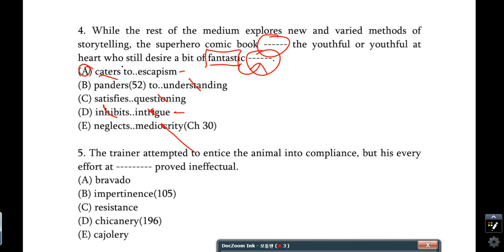Number 5, the trainer attempted to entice or lure the animal into compliance, but his every effort at enticing proved ineffectual. And the definition of entice would be cajole or tempt. Chicanery is trickery. Now, he's not trying to trick the animal. He's trying to tempt the animal, and that's cajole. Resistance doesn't work in that case. Impertinence is being rudely bold, similar to bravado.